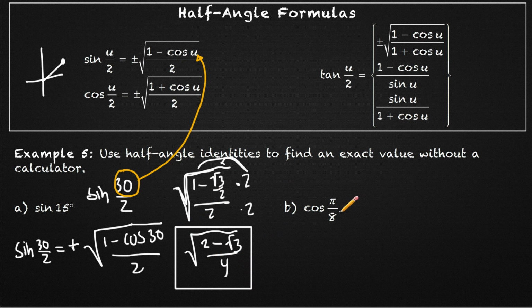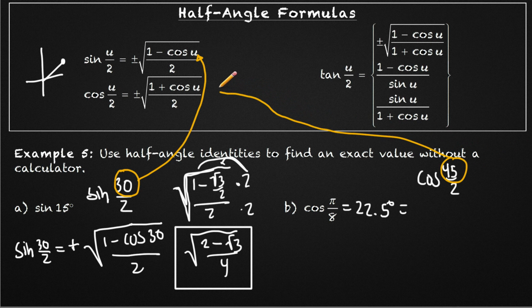All right, let's go ahead and do this one here. Pi over 8. All right, so pi is 180, over 8 is going to be 22.5. So we recognize that to be the same as 45 over 2. So we're looking for the cosine of 45 over 2. So 45 is the angle that I plug into the formula.